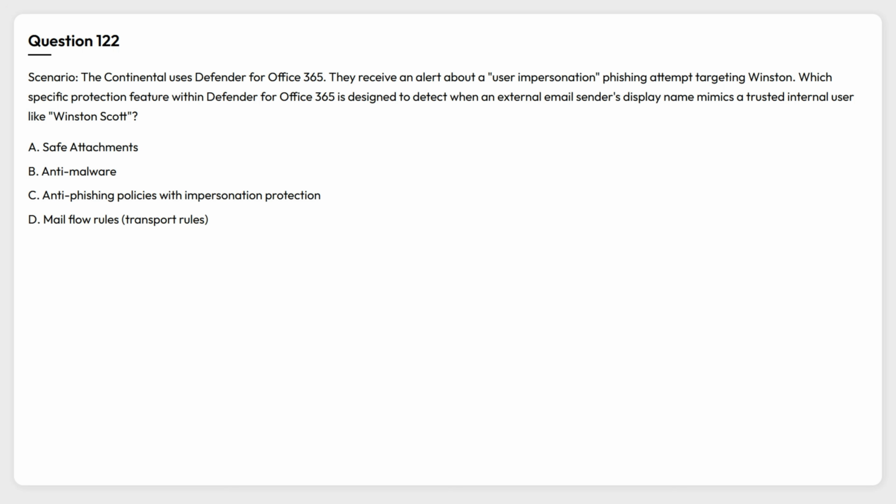Option A, safe attachments. Option B, anti-malware. Option C, anti-phishing policies with impersonation protection. Option D, mail flow rules, transport rules. The correct answer is option C, anti-phishing policies with impersonation protection.